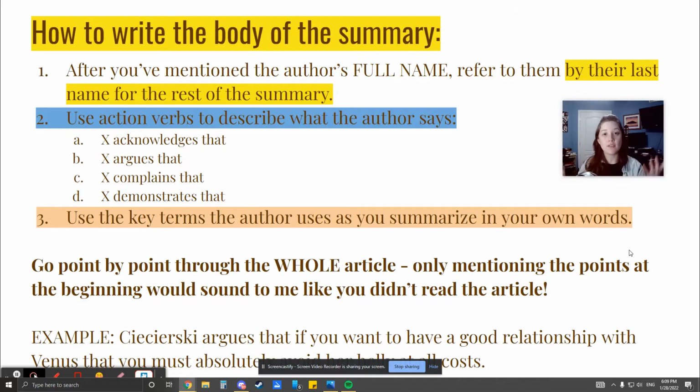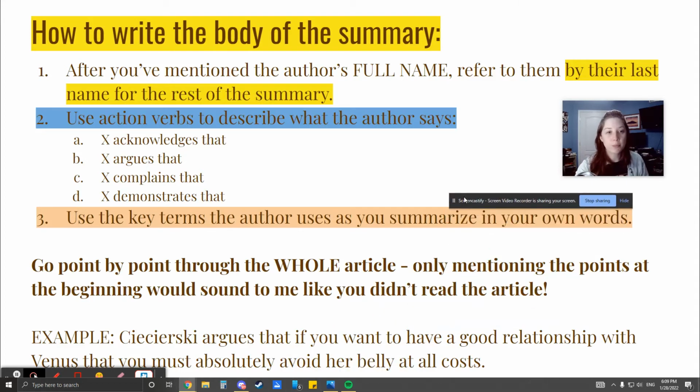That's the point of a summary. It's in your own words. Do not copy and paste the stuff in the article, because that doesn't make any sense. That doesn't show me that you understand what you're reading. And if I wanted to read the article, I'd just read the article myself. Does that make sense? So you're going point by point through the whole article. If you only mention the points at the beginning, it sounds to me like you didn't read the whole article. You just read the first couple of paragraphs. So try your best.